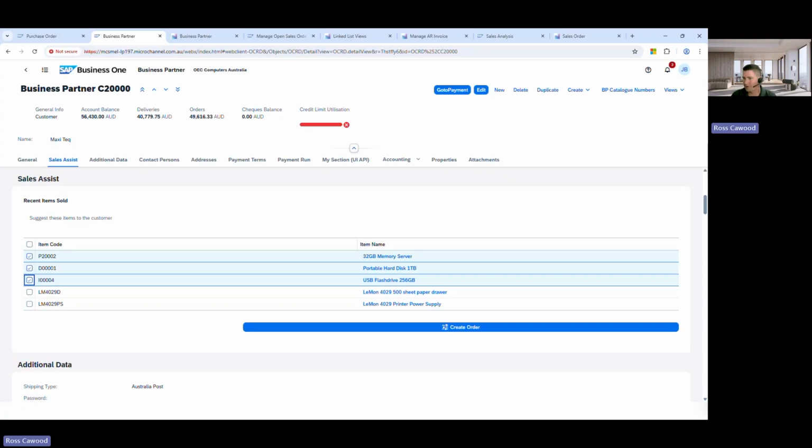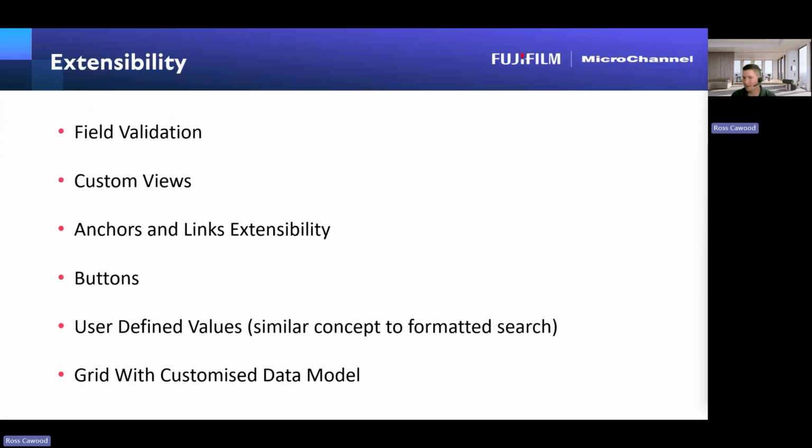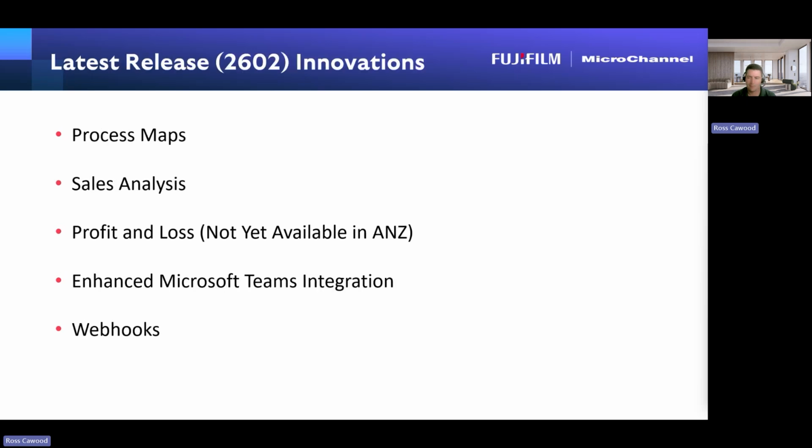So that wraps up the extensibility. Now, I just wanted to go into a couple of the latest innovations that have come out with the latest release. So there's a few things: process maps, which I'll show, sales analysis, which can really dive deeper into the data of a sales analysis. And then there's also the profit and loss, which is currently not available in ANZ yet, but will be coming out in future releases. Also enhanced Microsoft Teams integration, and then webhooks.